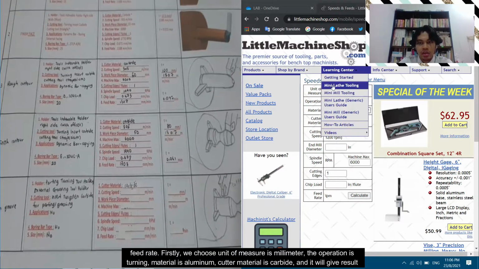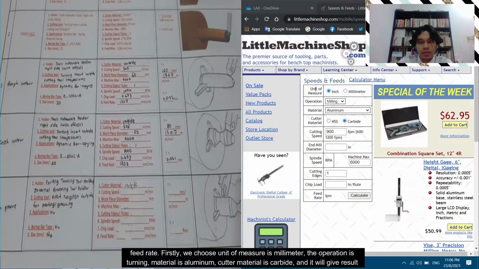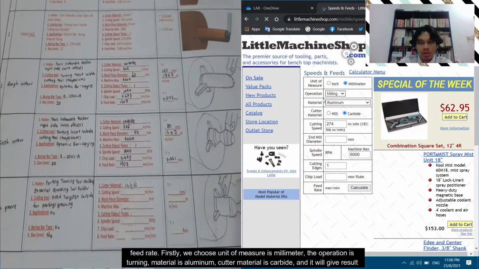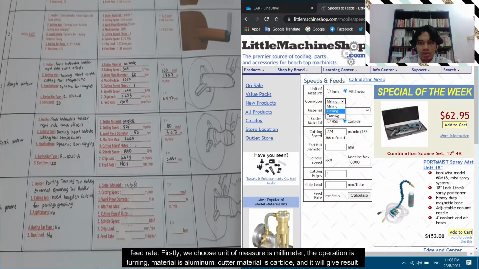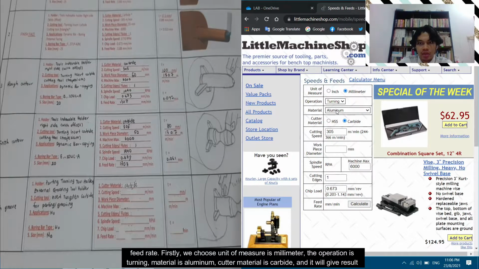So firstly, we choose the unit of measure, millimeter. The operation is turning, and then the material is aluminium. The cutter material is carbide, and it will give the result: cutting speed is 305 meters per minute.